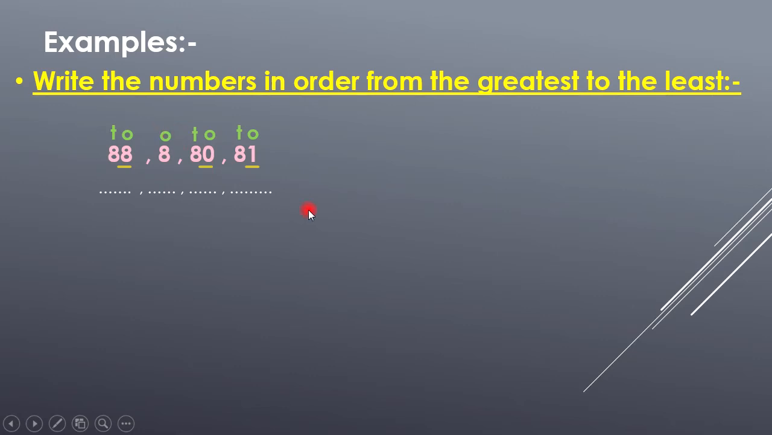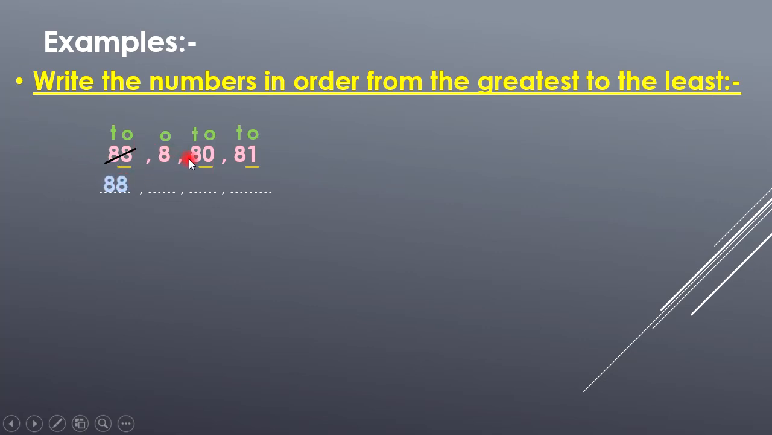Okay, so now let's order from greatest to least. And we look to ones digit. Which number is the biggest number in ones place or in ones digit? Here is 8 and here is 8, but here it's 88 and here is 8. Okay, so the biggest number is 88. I cross 88 and put 88 here.